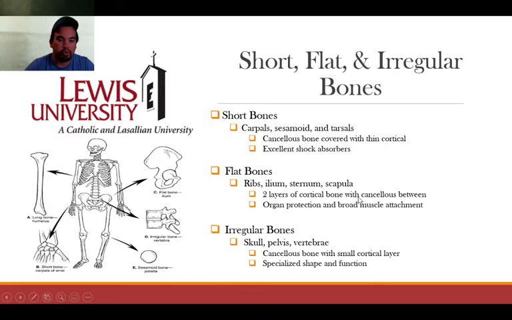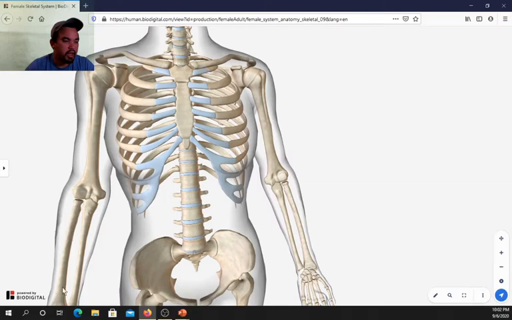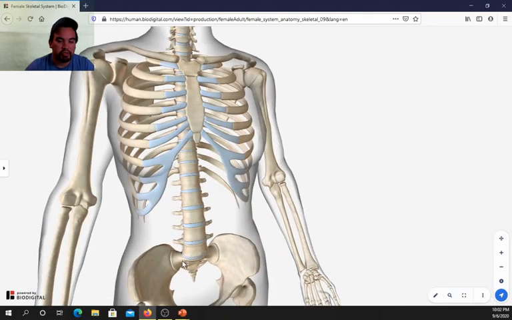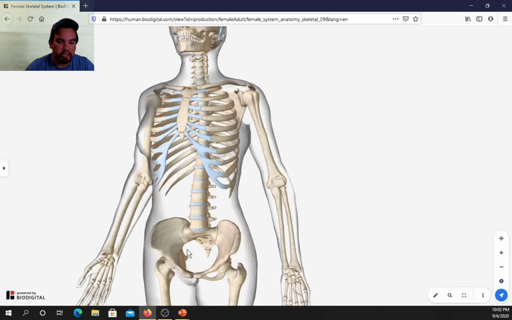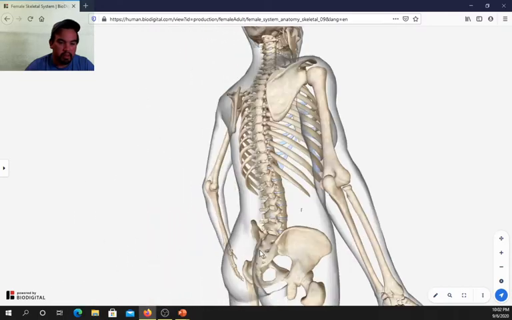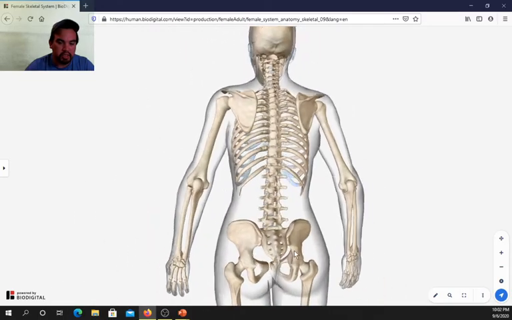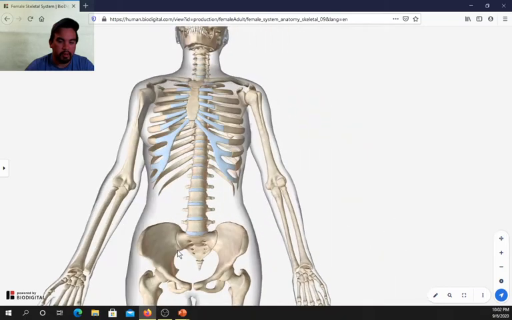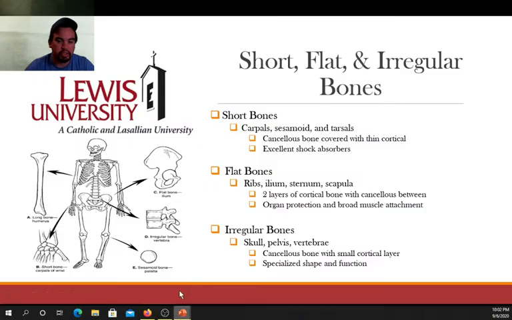Two layers of cortical bone with cancellous bone between them. It's organ protection and broad muscle attachment. Think of that pelvis when we add muscles to this. The only part you're actually feeling, if you were to put your hands on your hips, is this top ridge. The rest of that is buried in thick, beefy muscle pieces that provide broad attachments. Okay, so that's what that function is.